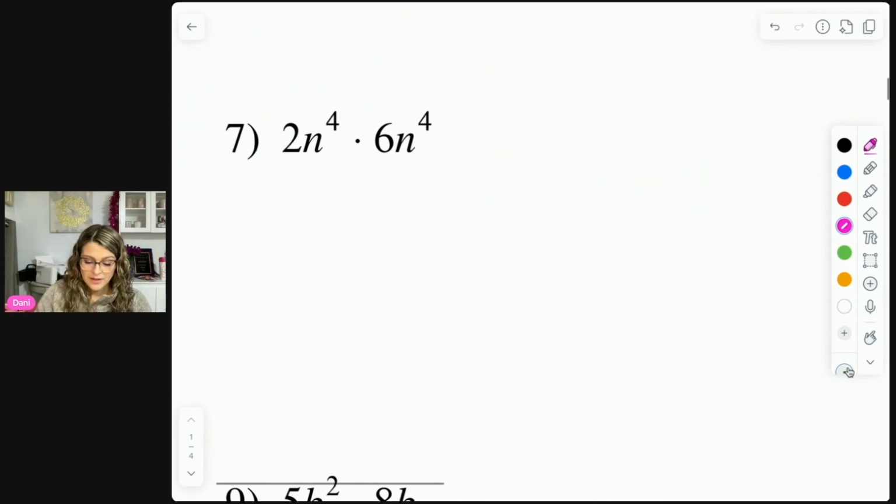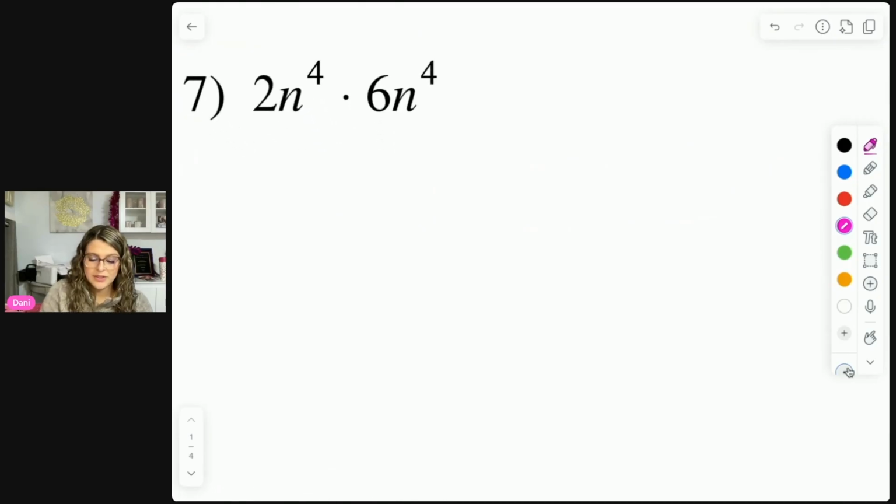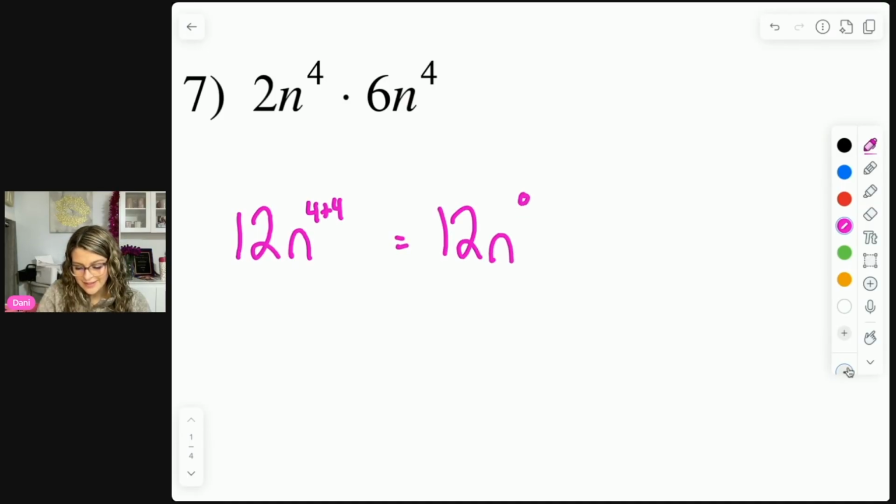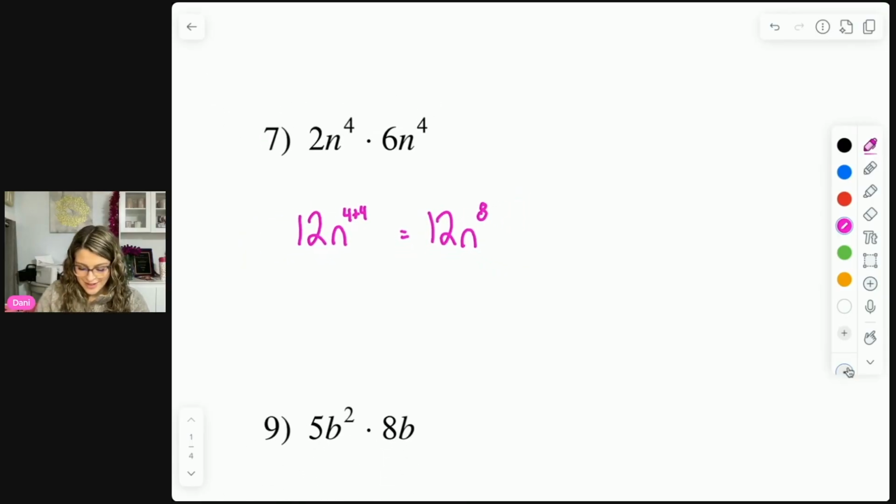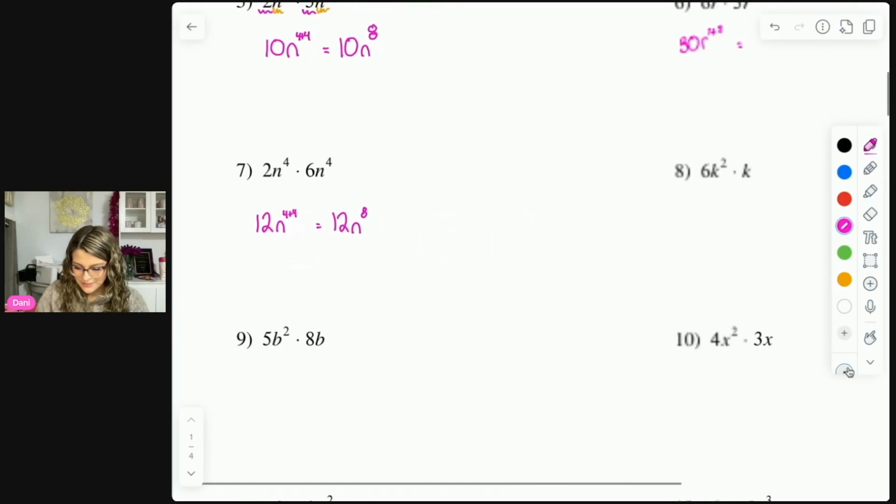All right. Number 7, 2 times 6 is 12. Then we have n to the 4th times n to the 4th, same base. That's going to give us 12n to the 8th. So hopefully these aren't looking too shabby.